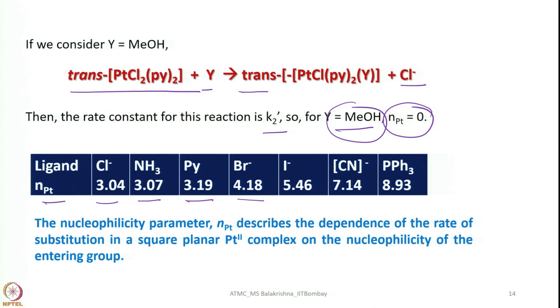This data is taken from the inorganic chemistry book by C. E. Housecroft and A. G. Sharpe. The nucleophilicity parameter describes the dependence of the rate of substitution in a square planar platinum 2 complex on the nucleophilicity of the entering group. So, that means it essentially describes the dependence of the rate of substitution reaction in square planar complexes on the nucleophilicity of the entering group. That is very, very important. Nucleophilicity of the entering group is very, very important when we talk about the rate of substitution reaction in square planar complexes. Since this term utilizes two pathways, one is the dissociative pathway and another one is the associative pathway.